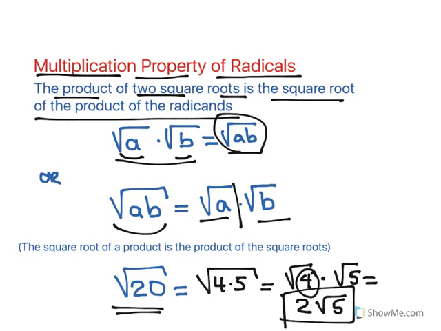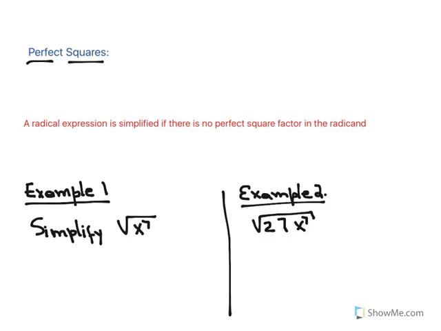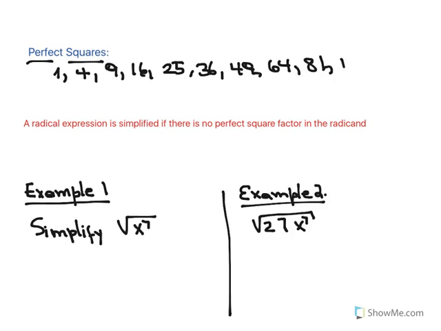Okay, so why don't we talk for a second about perfect squares? Perfect squares are numbers such that the square root of those numbers are whole numbers. So let's talk about perfect squares that we know. 1 is a perfect square because the square root of 1 is 1. 4, the square root of 4 is 2, 9, 16, 25, 36, 49, 64, 81, 100, 121. Okay, so these numbers are perfect squares.